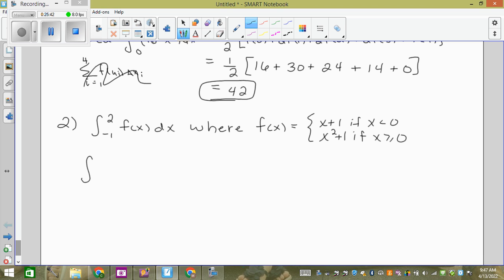So if you use it as a short integral, it's a piecewise function, right? So we go -1 to 2 f of x dx equals, and now we're going to go from -1 to 0, and what am I going to use? X plus 1 dx, and then I add to it 0 to 2, and then use the other function, x squared plus 1 dx.